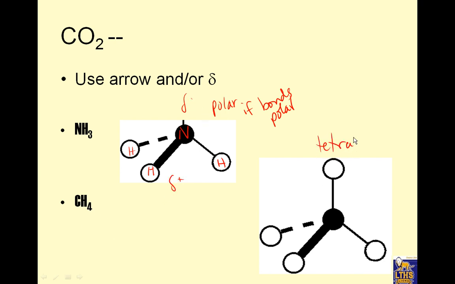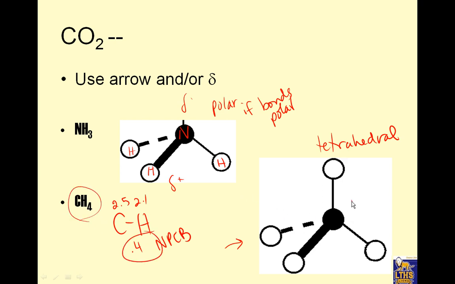Tetrahedral. Well, first of all, CH4 is a 2.5 and a 2.1, a difference of 0.4, a non-polar covalent bond. So you'd go over here and do nothing. Don't draw any arrows on a non-polar bond. So these are non-polar bonds, and this is a nonpolar molecule. Tetrahedral would have been nonpolar if those were nonpolar bonds, but they are polar bonds. But a tetrahedral is going to be nonpolar, especially if it's nonpolar bonds.